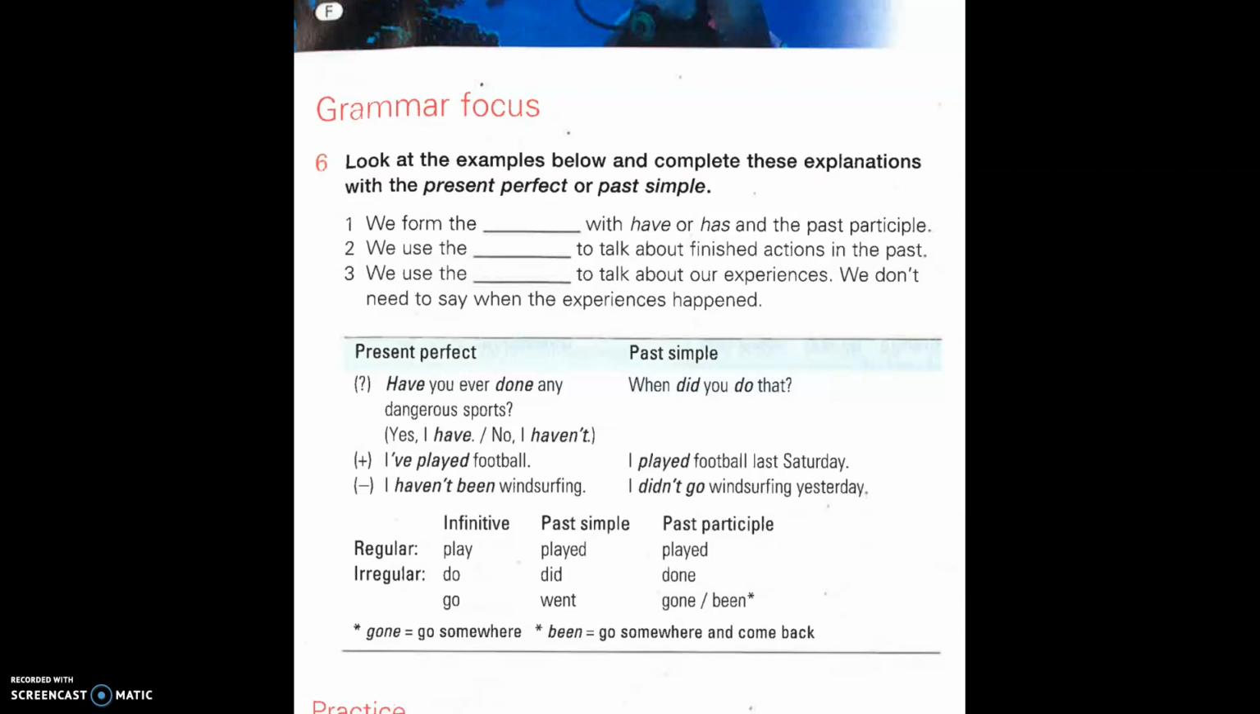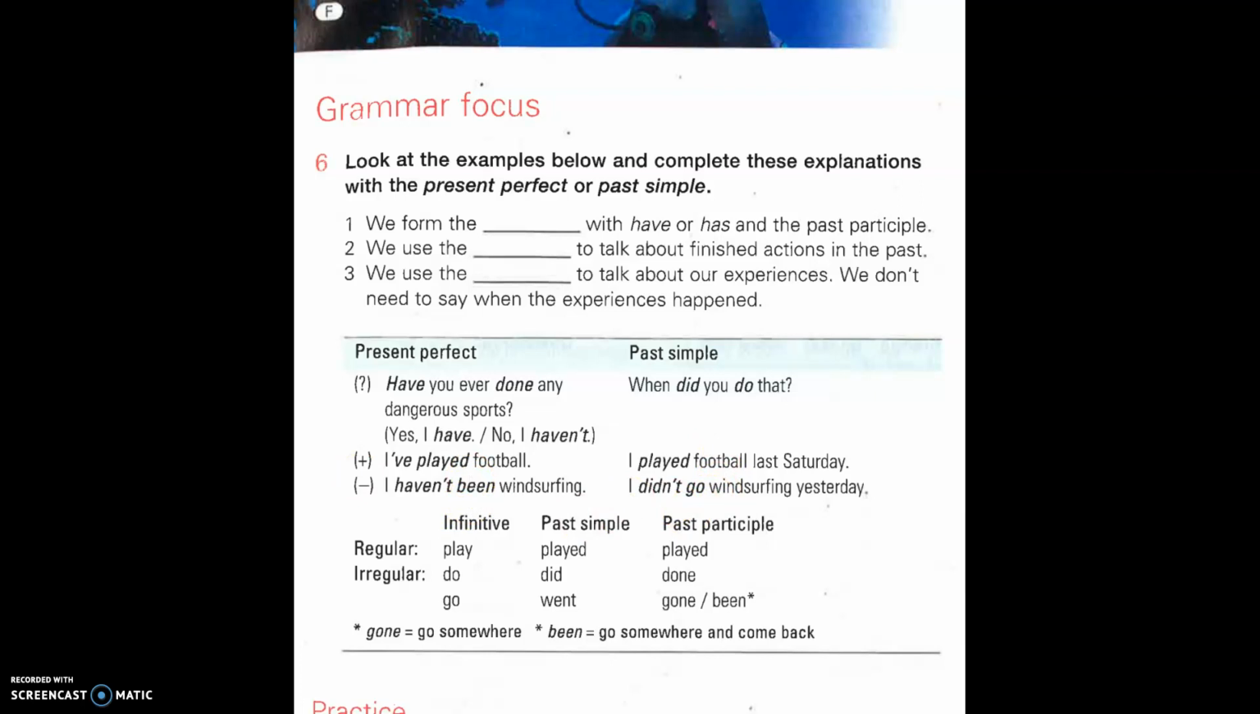Okay, and you could even show a timeline with a cross in the past, showing that that was definitely a past finished action. And then when you cover the answer to number 3, we use the present perfect to talk about our experiences. We don't need to say when the experiences happened. Then again, go back to an example. Let's just check what example we could use. We could say, I've played football.